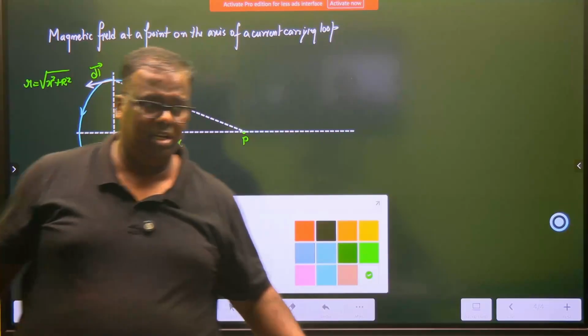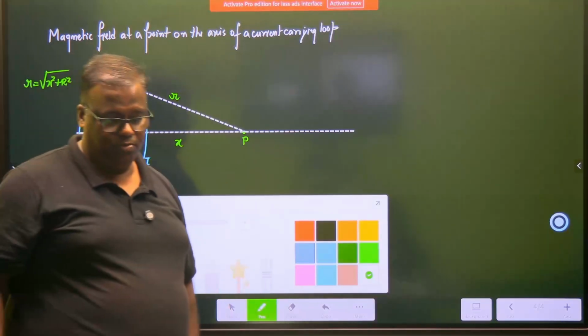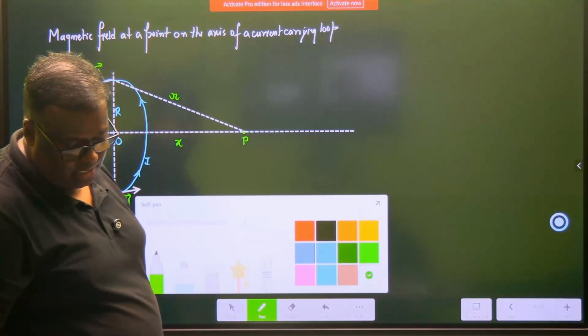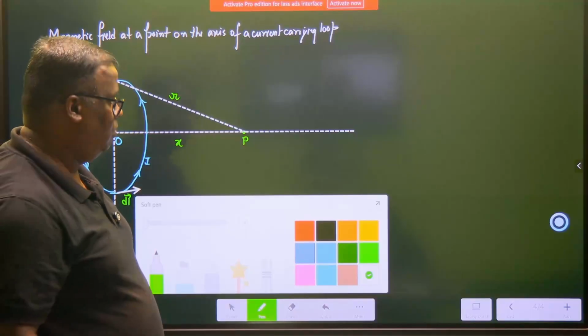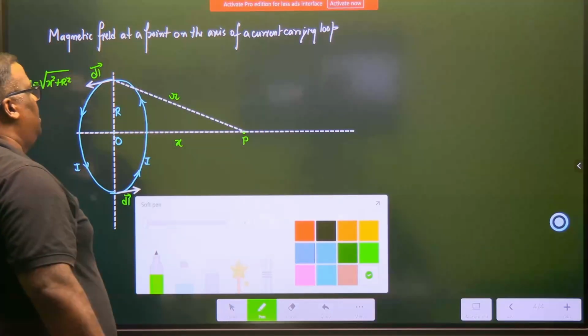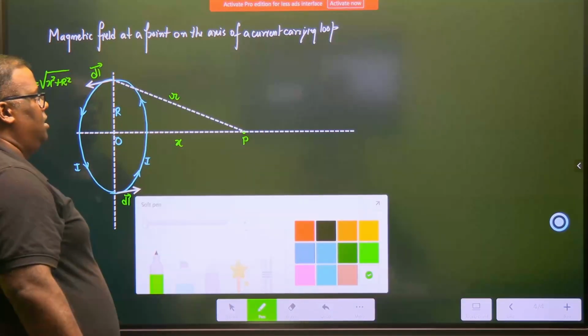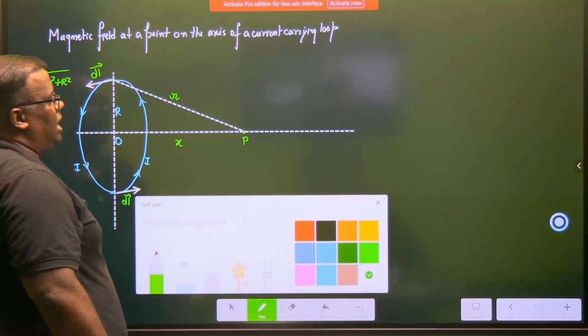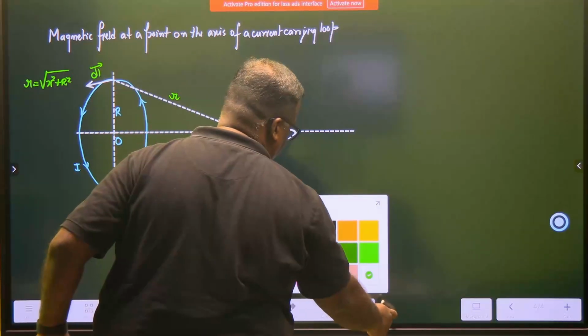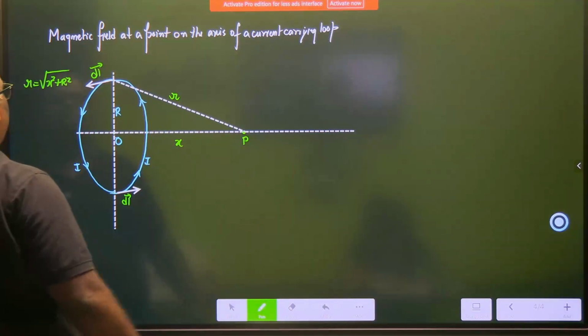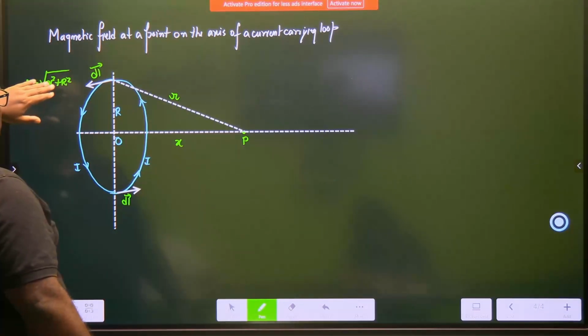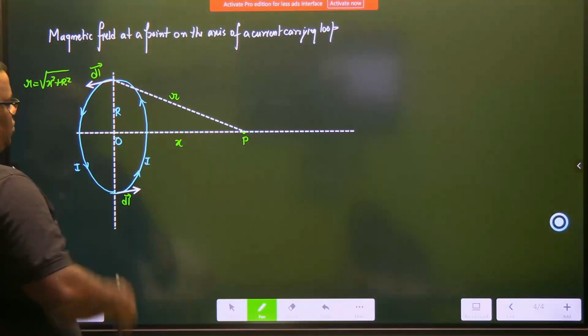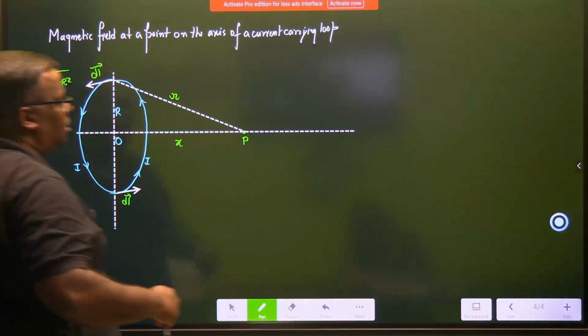You can write down by that time: consider a tiny portion of the loop whose length is DL, and that DL element is at a distance R from P. Applying Pythagoras theorem, R is equal to root of x square plus r square, where capital R is the radius of the loop and x is the distance.